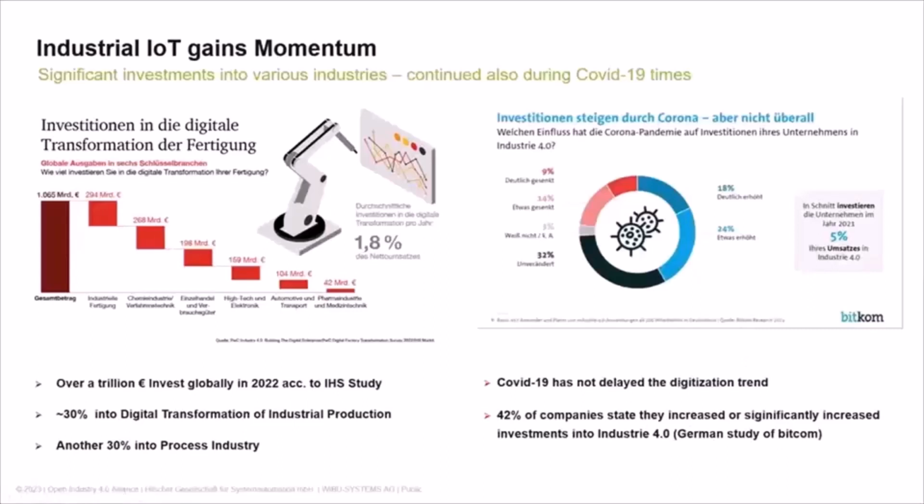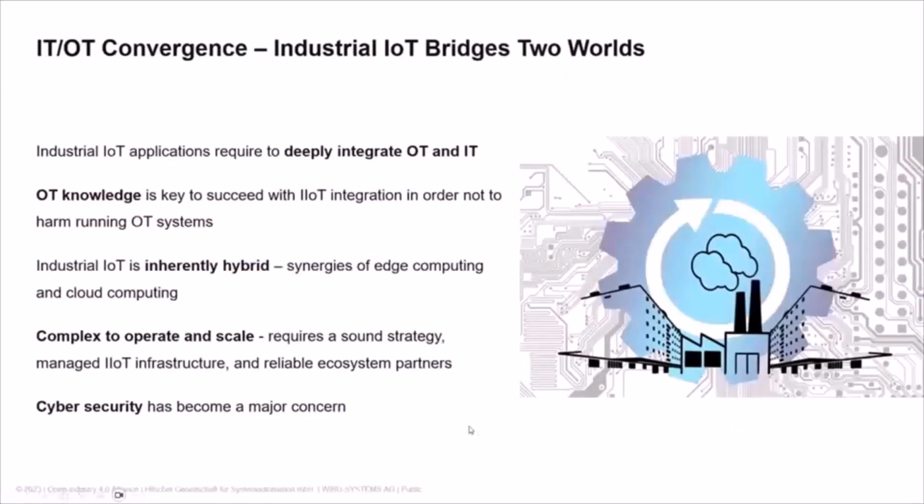So we can say that IoT gains momentum. And on the other hand, we also have some learnings already over the last years. And industrial IoT actually bridges two worlds. One is the IT world, where we talk about clouds and infrastructures, IT systems, backbones, all these kind of things. On the other hand, we have our OT, the shop floor level, where we basically have to integrate both worlds into one. So one acknowledgement is to say, yeah, OT knowledge is a key success factor for IoT integration.